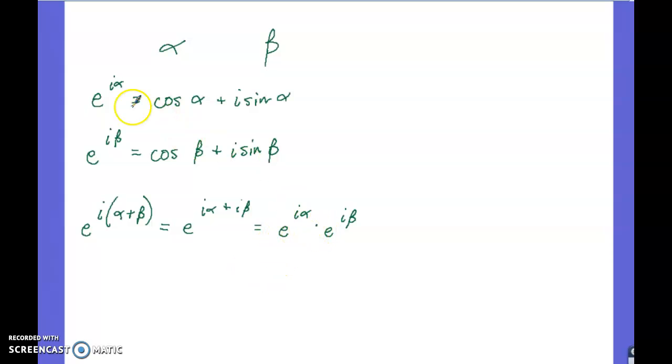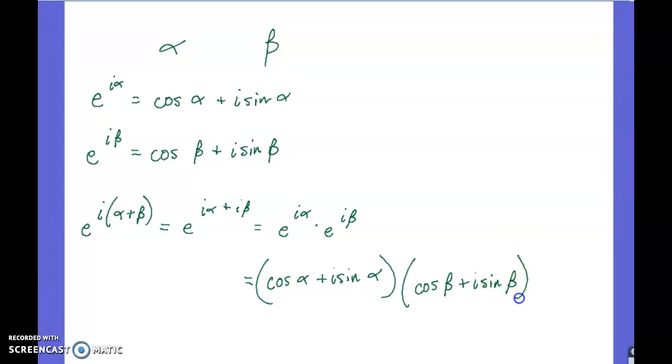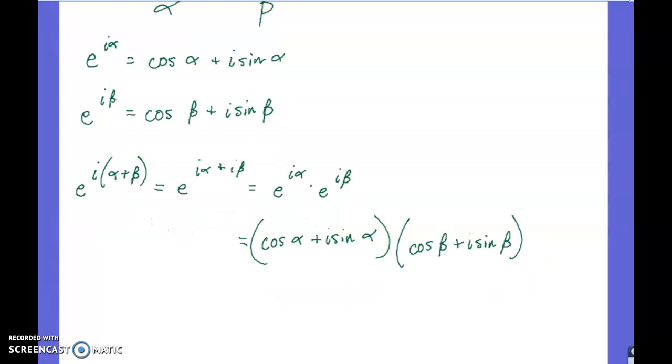So the whole premise of that is now I can go up to these equations and I can replace e to the i alpha with cosine of alpha plus i sine of alpha. That's replacing this piece. And then I can replace the other piece with cosine of beta plus i sine of beta. And now I can FOIL that.